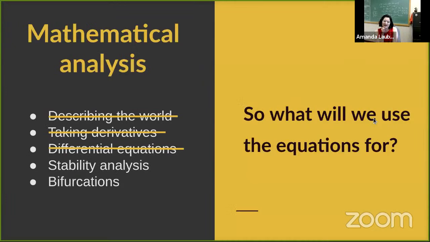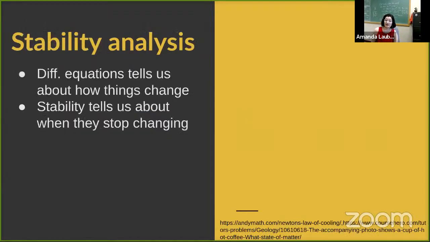But the question you might ask yourself is, what will we use these equations for, even if you can write them down? And the answer is, first we could think about stability. And I want to give you an intuition for what stability tells us. So hopefully you've bought into this idea by now that derivatives tell us rates of change. So differential equations tell us about how things change because they use derivatives. And stability is something that's going to tell us about when a thing stops changing.